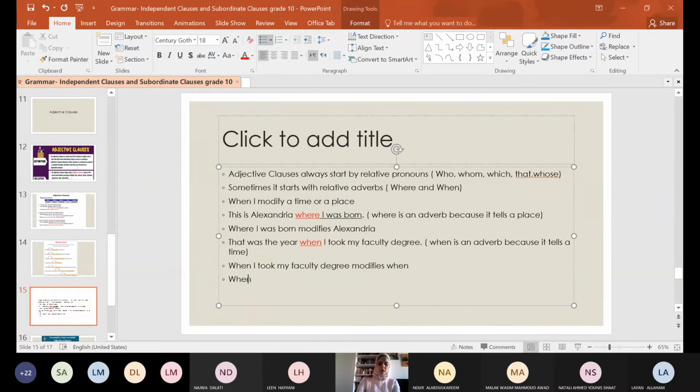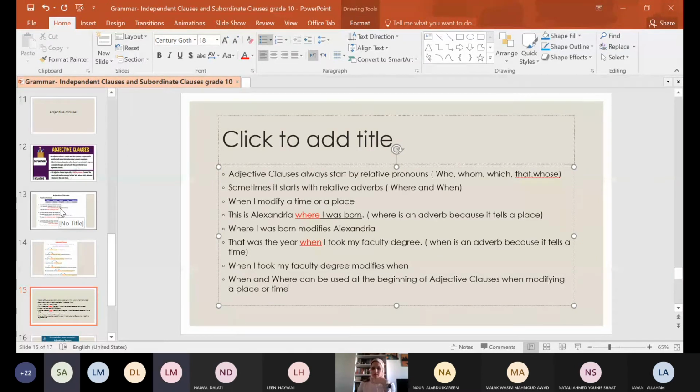So when and where can be used at the beginning of what, girls? Adjective clauses when modifying a place or time. Understand? Okay.